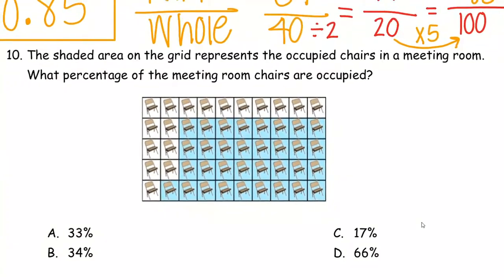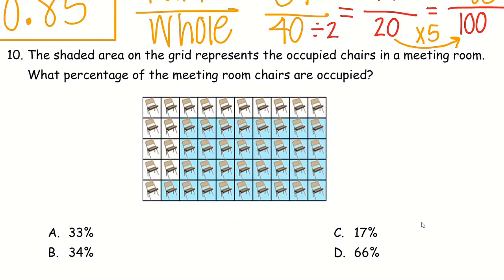All right. The shaded area on the grid represents the occupied chairs in a meeting room. What percent of the meeting room chairs are occupied? Okay, now I'm thinking most of the room's occupied. Are you guys thinking that too? Yeah, a lot of them are. More than half.